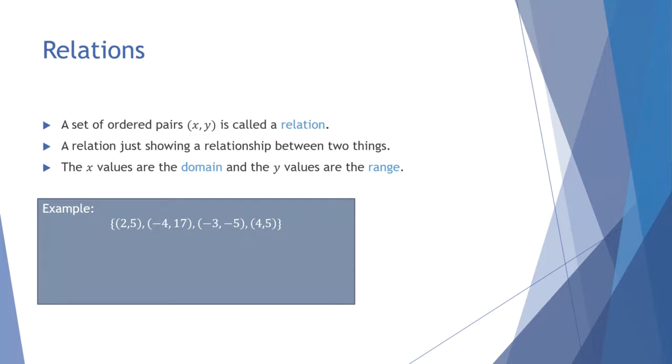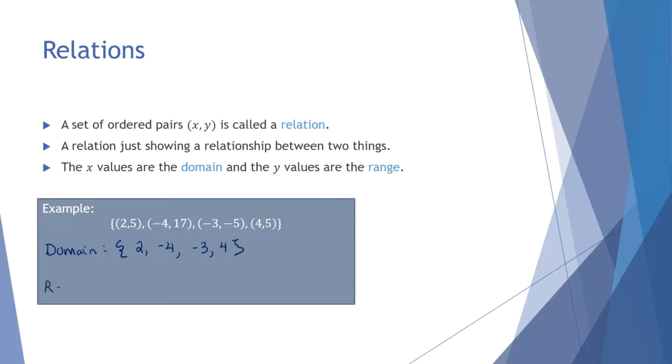So I have an example here of a relation. It is a set of ordered pairs. So it has set notation, the curly braces, and then there are ordered pairs in there. The x values are always the first value. So our domain is a set, and it's the set of all of the x values. So we have an x value of 2, -4, -3, and 4. I'm just listing off all of the x values. They don't have to be in order.